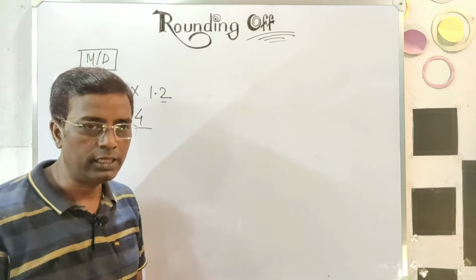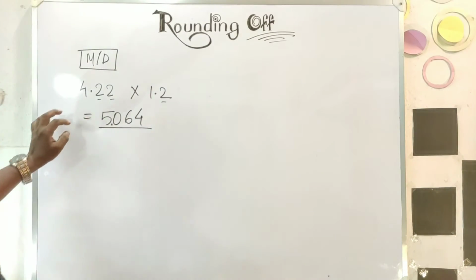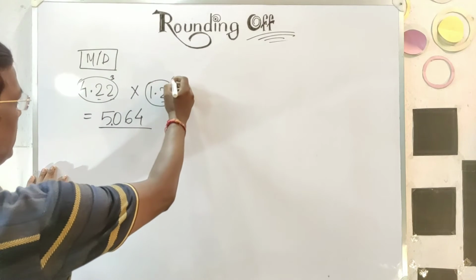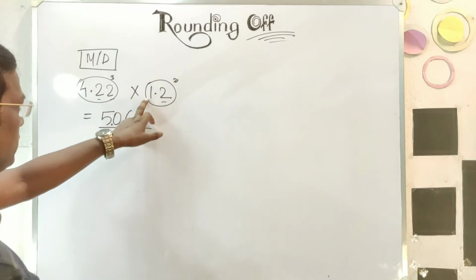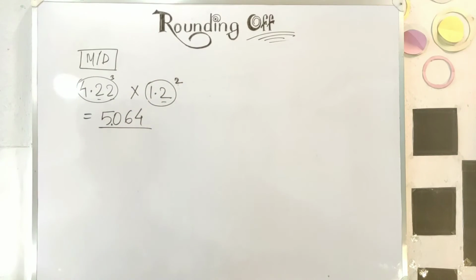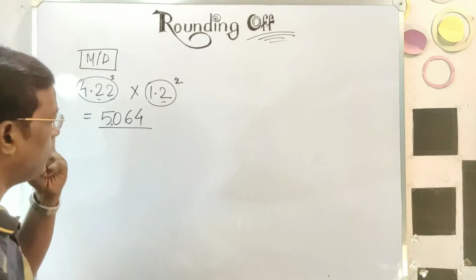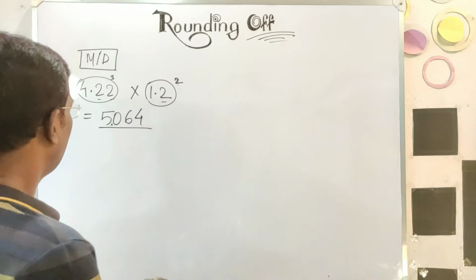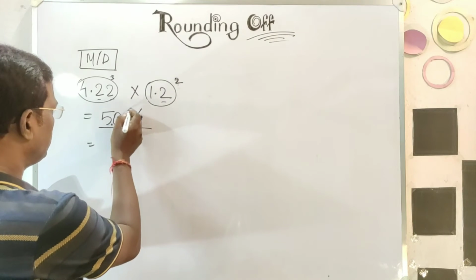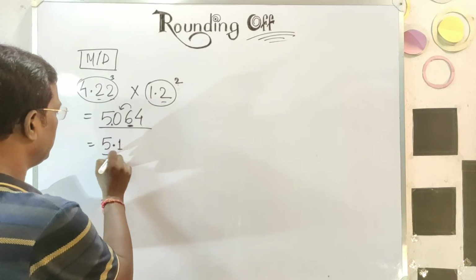But here we have to consider the significant figures. Now the first number has 3 significant figures, the second one has 2 significant figures, with 2 non-zeros here. Now our answer also should contain only 2 significant figures. As this digit is more than 5, one will be added here. It will be 5.1, the correct answer.